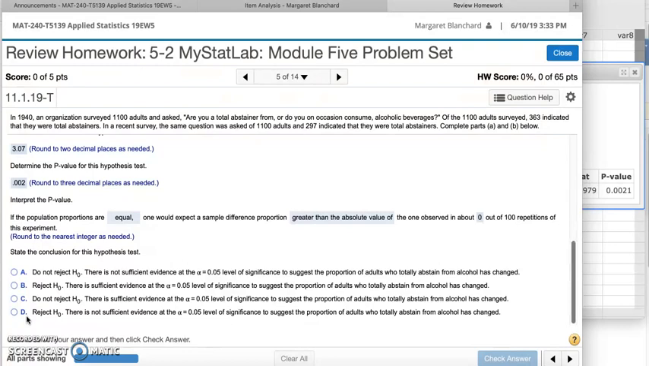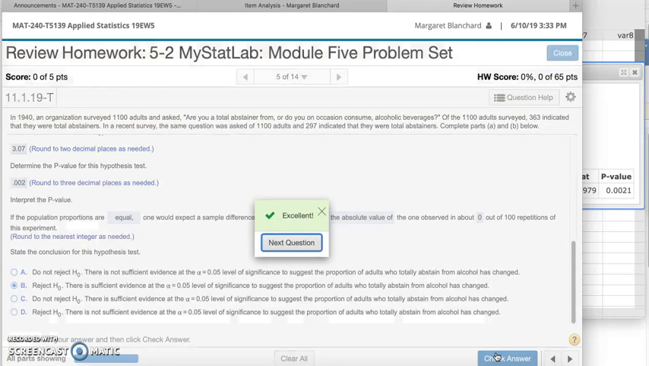Think of it this way. If we rejected the null, the null hypothesis cannot be true. We cannot also say that there's not enough evidence to support the alternative, because then nothing's true, and that's just not a possible outcome. So if we reject the null, then we have to say that something supports the alternative. And that right there is option B. Check answer. Awesome. So that's how you do number 5 from module number 5. Let me know if you have any questions.